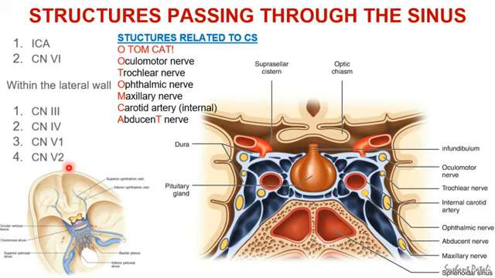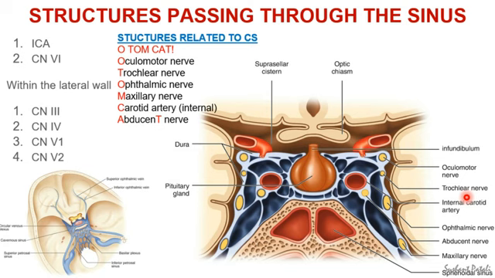Now let's come back to the oculomotor nerve, which is the first structure in the lateral wall of the cavernous sinus. This nerve enters the cavernous sinus by piercing the roof of the sinus, and it leaves the sinus through the tendinous ring by dividing into 2 rami. The second structure, the trochlear nerve, enters the sinus just like the oculomotor nerve, and it leaves the sinus through the superior orbital fissure outside the tendinous ring.